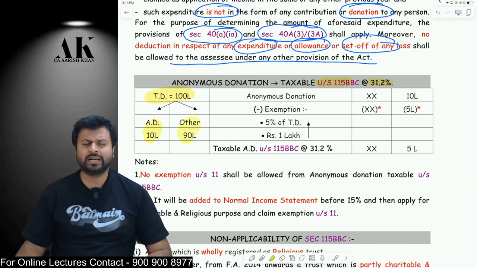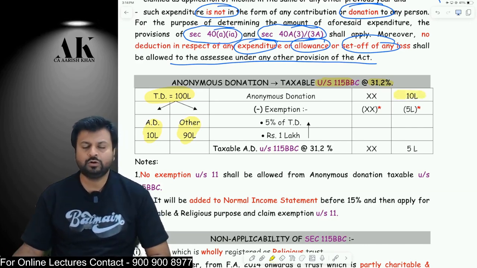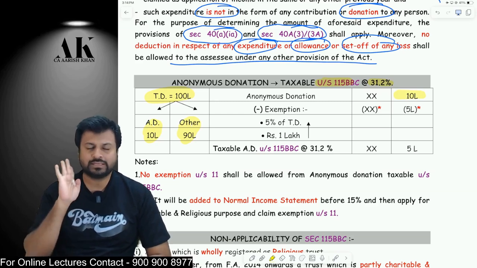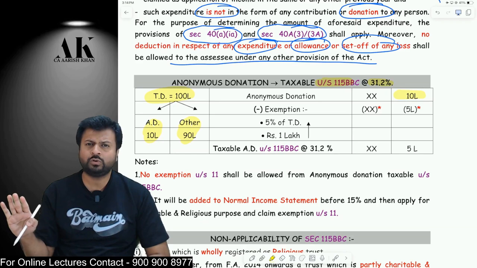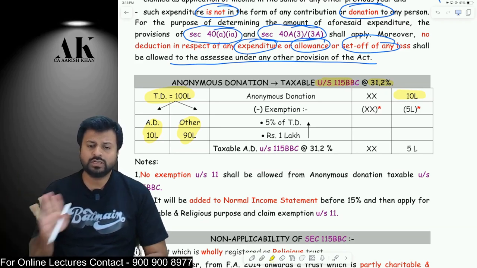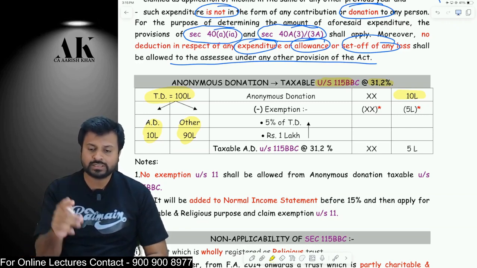So will 10 lakhs be directly taxable at 31.2%? No. 10 lakhs is not directly taxable at 31.2%. From this 10 lakh, you get only one exemption. That is this exemption which I am going to tell you. No other exemption of section 11 and 12 will be applicable to anonymous donation. Anonymous donation is not subject to section 11 and 12 exemption. Only one exemption is allowed, and that too this one.